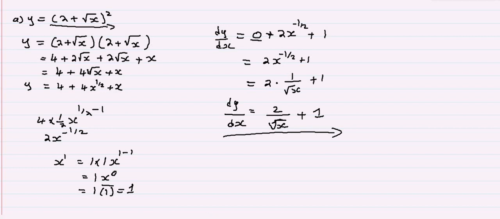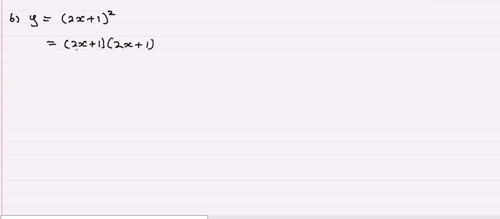So let's look at number 2. Number 2 stated the following. They say determine dy over dx if y equals 2x plus 1 all squared. As I've said, the first thing when we are given brackets, we expand the brackets before we use the rules. So this is the same as 2x plus 1 multiplied by 2x plus 1.